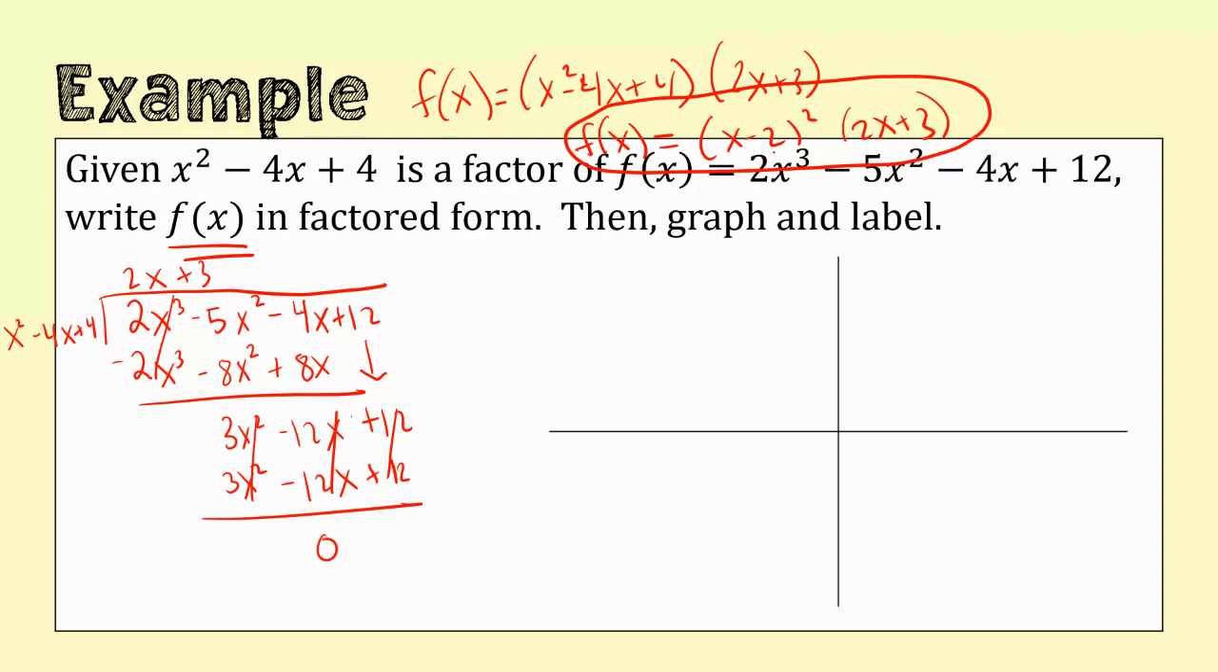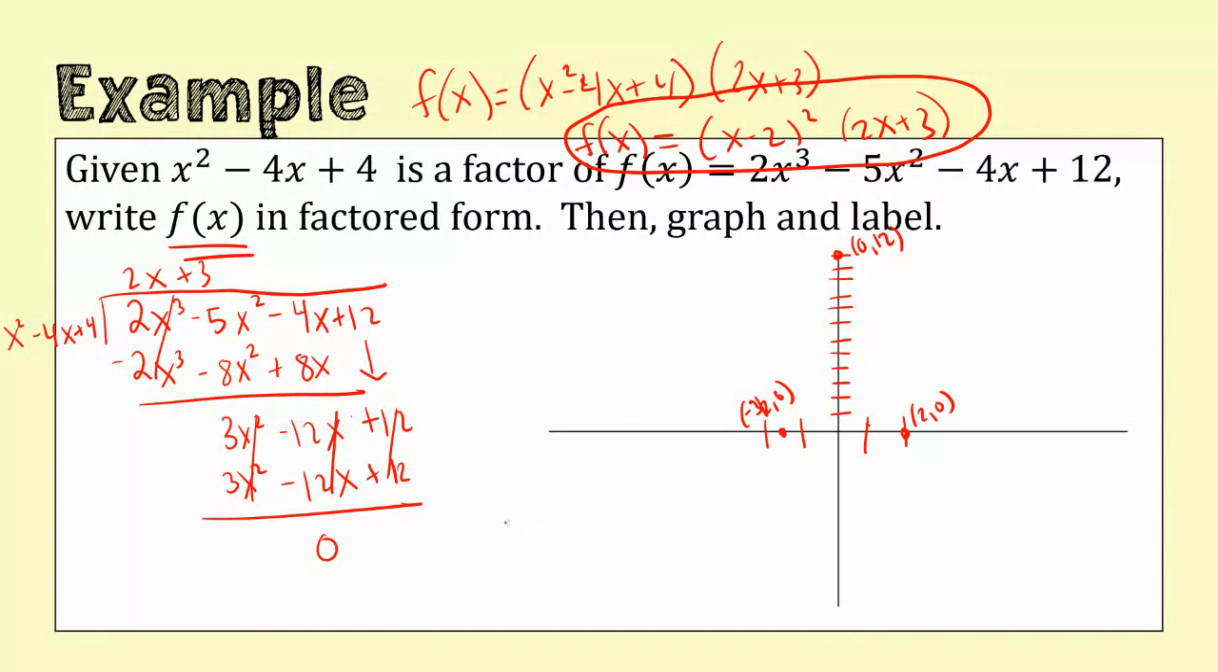Then it says to graph and label it. So this is a 3rd degree. So I have a point at 2, a point at, what is that, negative 3 halves, 2, 0, negative 3 halves, 0, and the y-intercept, counting up to 12: 0, 12.